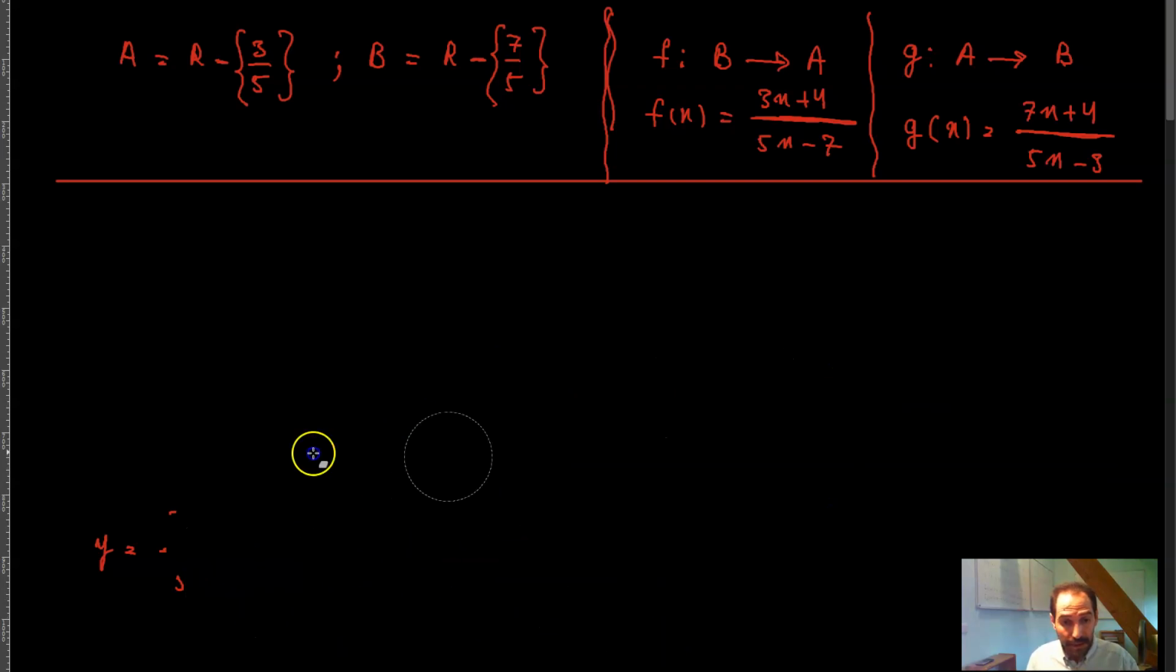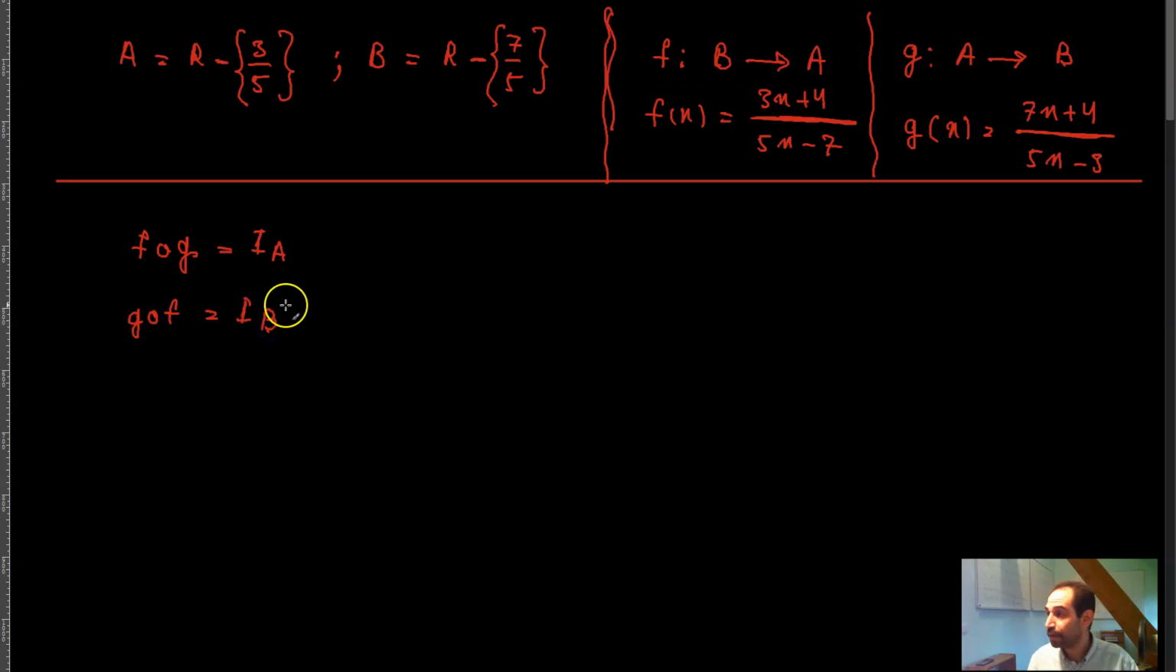Now we have a couple of other things to understand. Provided that this is A, this is B, f goes from B to A, g goes from A to B, and f is the inverse of g and g is the inverse of f, then we have that f composed with g equals I of A, and g composed with f equals I of B.